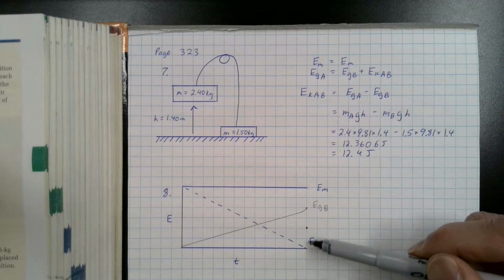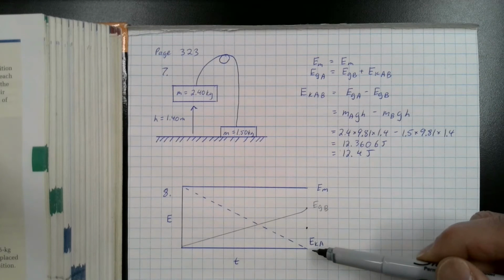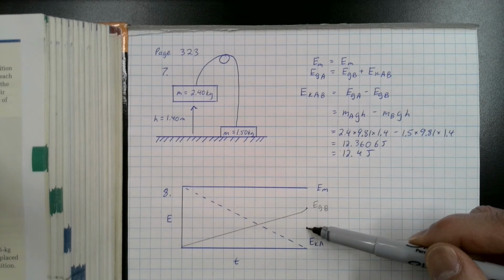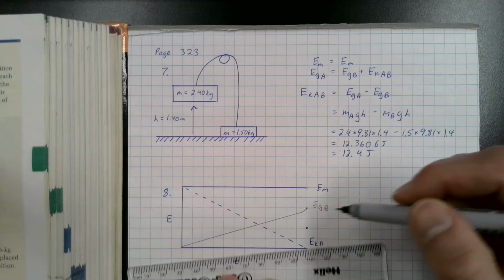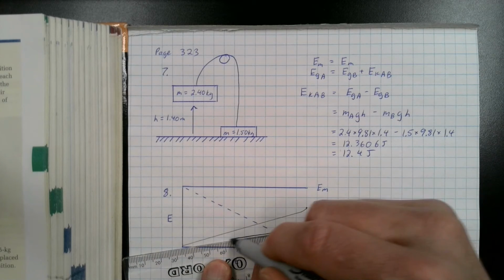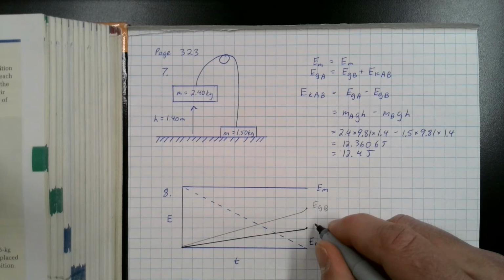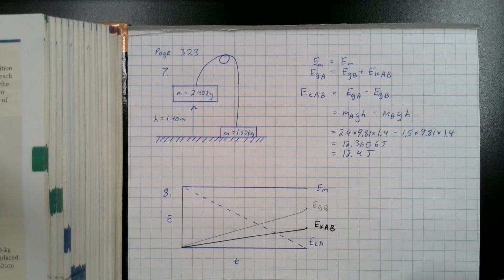Now remember, we've got a height of 6 squares, 1, 2, 3, 4, 5, 6. So my energy at the end, the kinetic energy plus the gravitational energy, I've got 2 squares tall plus 4 squares gives me 6 squares tall. So this line here is going to represent my kinetic energy of object A and object B.